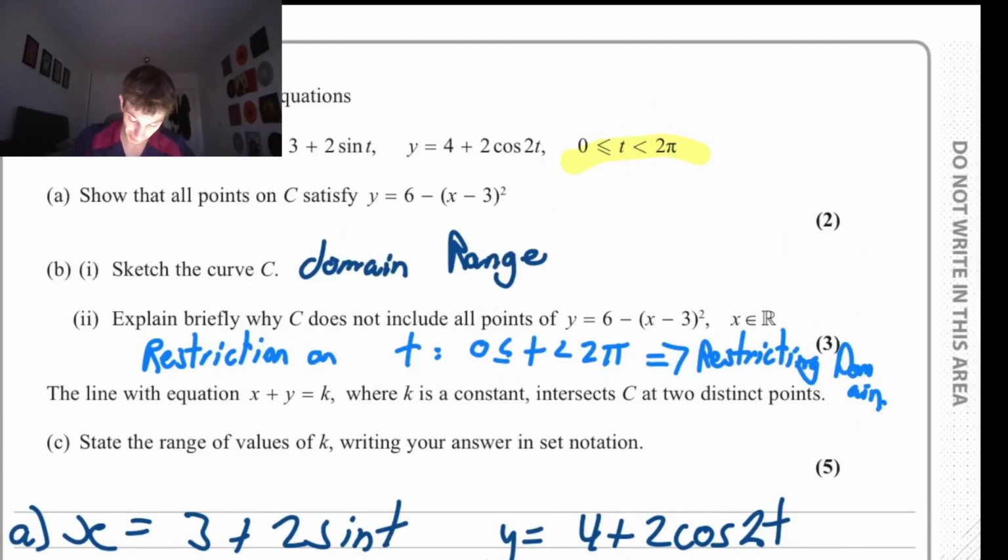Okay, so on to part C. We're told the line of equation x plus y equals k, where k is a constant, intersects C at 2 distinct points. State the range of values of k, writing our answer in set notation. I've turned my brightness up, guys. Right, so we have some line of equation x plus y equals k.